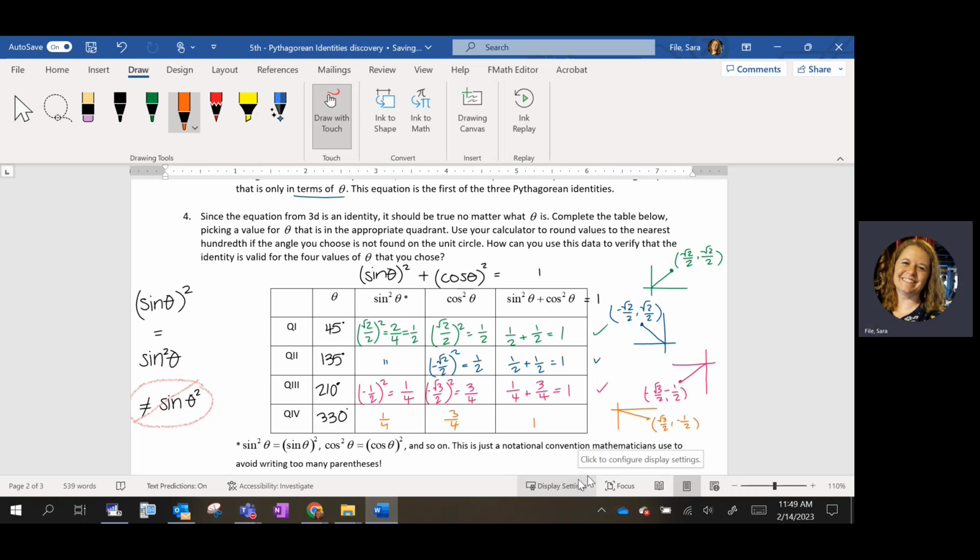Y'all see that? Okay, so we will pick up there tomorrow. So we've come up with our first Pythagorean identity.